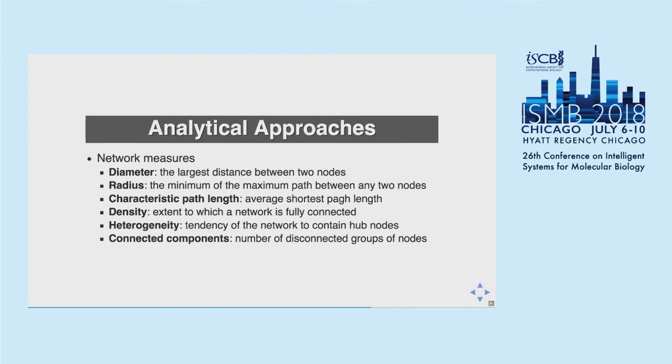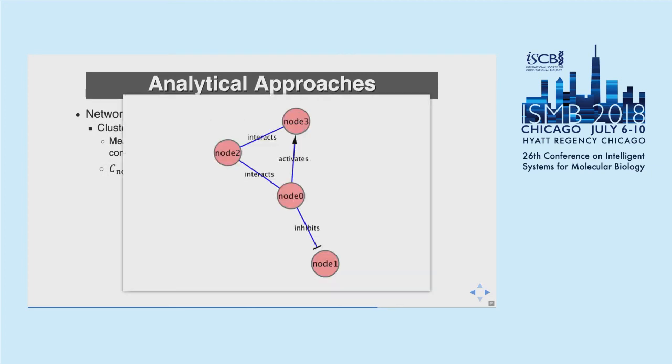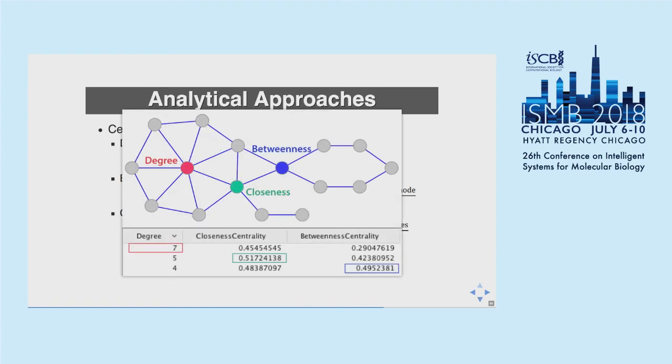There are a number of different network measures. I don't see those reported that often anymore in the biological literature, but just know what they are. And here's clustering coefficient, but the one that I want to get to is, here are the three centrality measures, and this is how they're calculated. Now, the easiest way to calculate these is to use an app to do it.